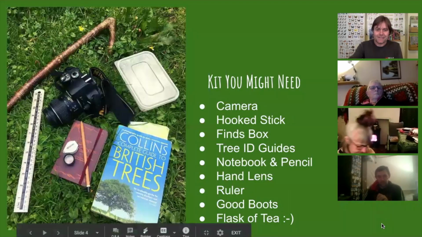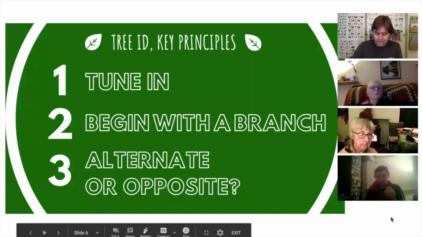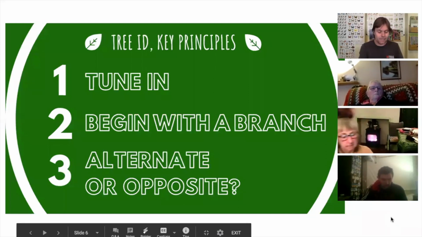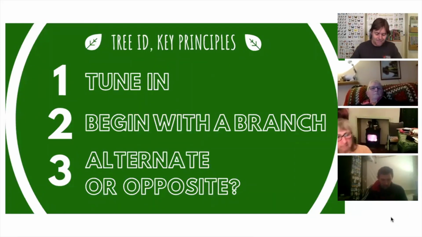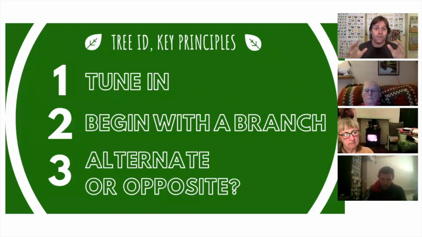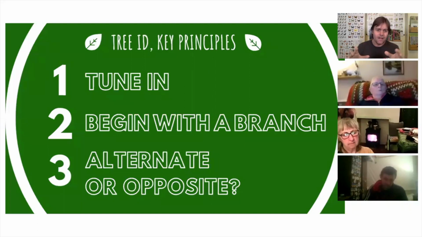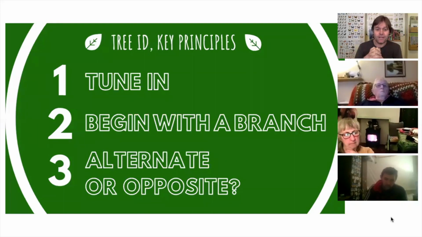Okay, so folks, we're going to go on to the three key principles of tree identification. These are three kind of hacks that are really going to help you get in the mindset to identify winter trees. The three principles are: number one, tune in; number two, begin with a branch; and number three, alternate or opposite. Okay?